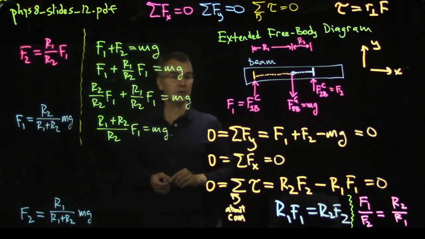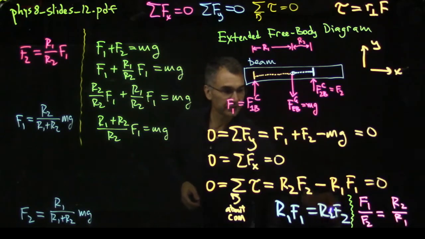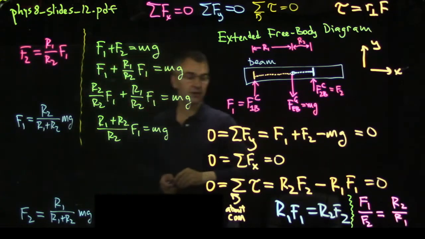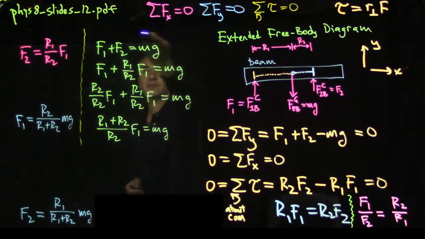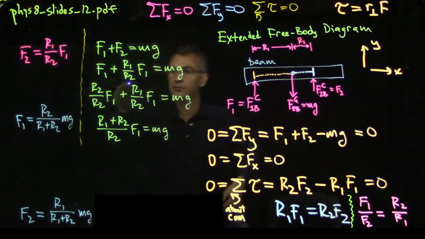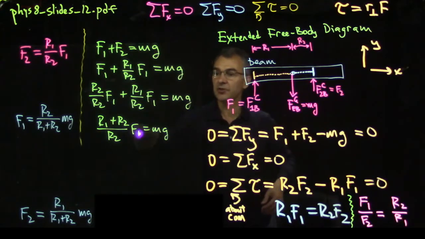To solve this all the way through, we can take this second equation and solve it for F2 so that we can eliminate F2. So that gives us F2 is R1 over R2 times F1. Then we can take this equation and put mg on the right hand side. We get F1 plus F2 equals mg. Then here's F1. We can substitute our value for F2 over here. Then we want to combine these two terms, so we can multiply the first term by R2 over R2, which is just 1. Now we have a common denominator here, so we can call this R1 plus R2 over R2 times F1 equals mg, which we can then solve for F1.